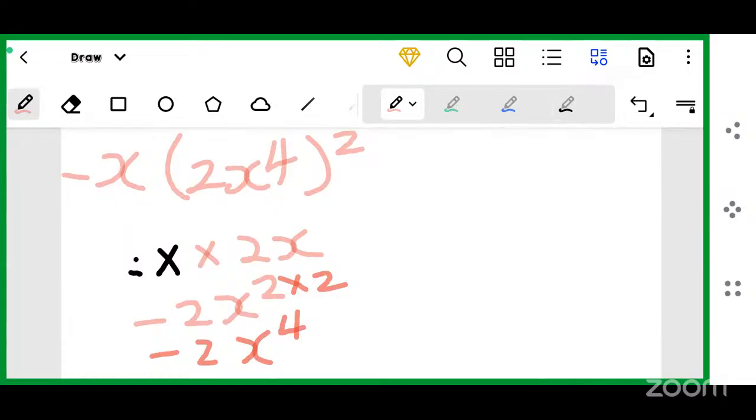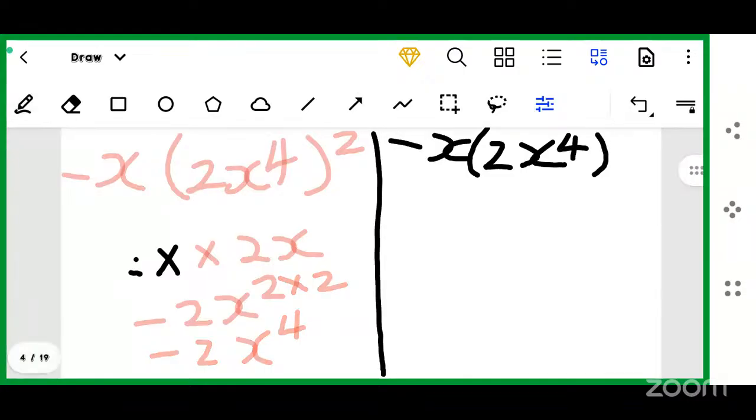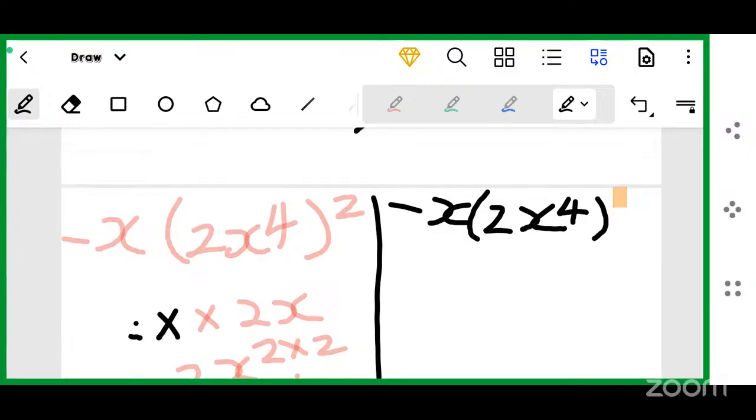Okay, I like how you did it. So let me just show you something. So you have negative x from the outside and you have 2x to the power of 4, close bracket, to the power of 2, sorry. To the power of 2. Okay, there we go.